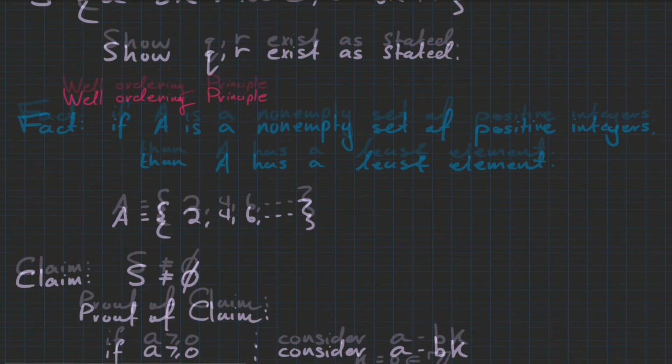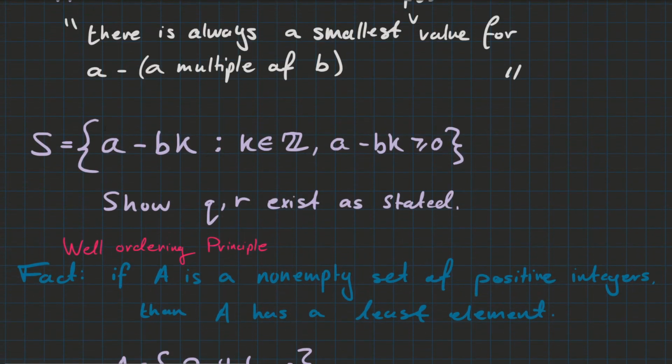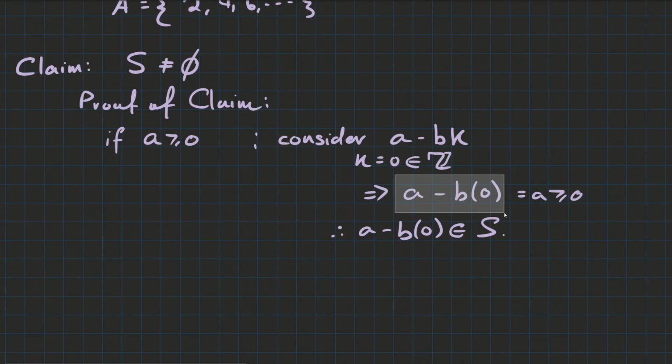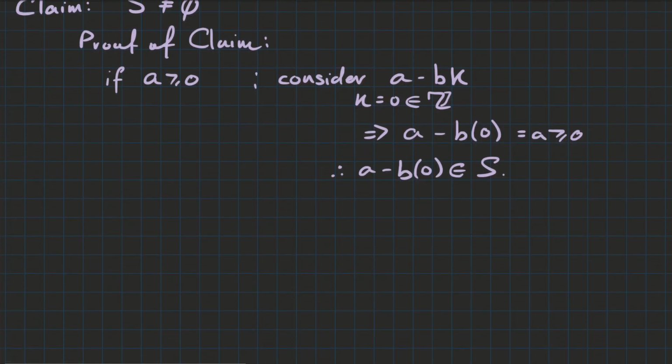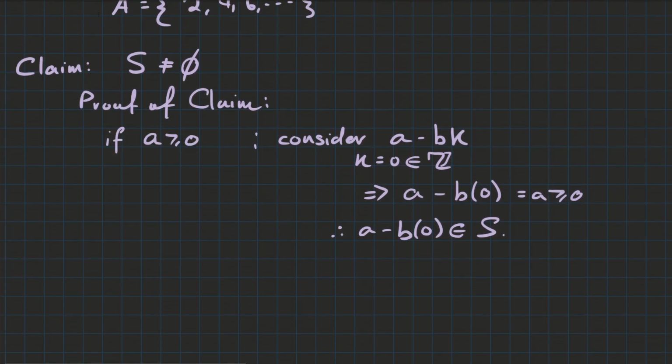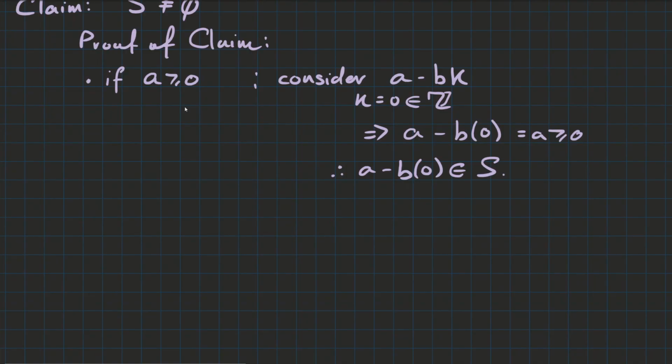Remember, what do we need to be in S? We need to be in this form, and that form needs to be at least 0. So I can write this number, A minus B times 0, in the form, and I guarantee you it's non-negative because I told you A was non-negative. Well, that's if A is positive. That's pretty easy. So that's maybe step 1. And if A was 0, this would just be 0 minus 0, which is just in the set.